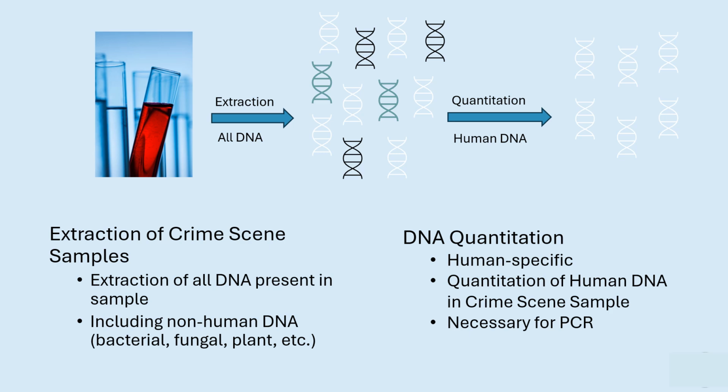So we do what's known as DNA quantitation, which is just calculating how much DNA we've got in a sample. And ideally, we also want a process that's human-specific so that it only calculates how much human DNA is in that sample. This is also required for PCR, which we'll get into later, but is a necessary step in the DNA process.